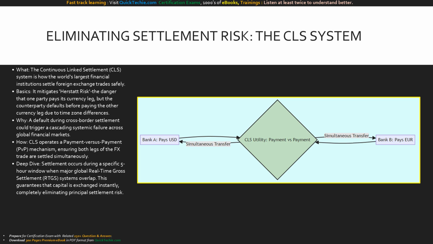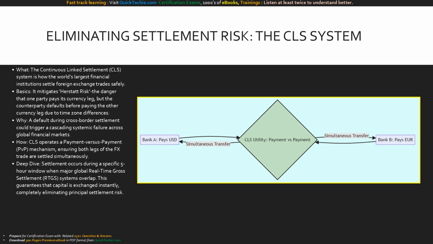How does CLS protect us? By using a payment versus payment, or PVP mechanism. Both legs of the trade are settled simultaneously. Our deep dive reveals the mechanics. CLS operates during a highly specific 5-hour daily window when the real-time gross settlement systems of the major global currencies overlap. By matching and settling the trades simultaneously inside this window, CLS mathematically eliminates principal settlement risk.